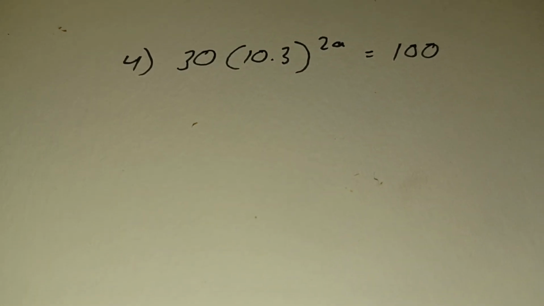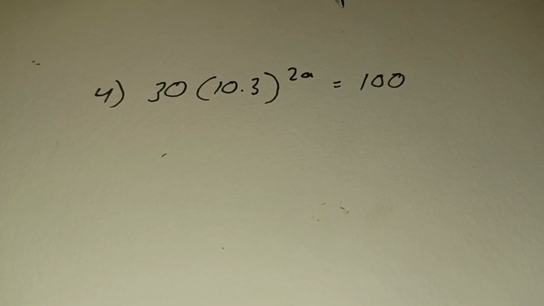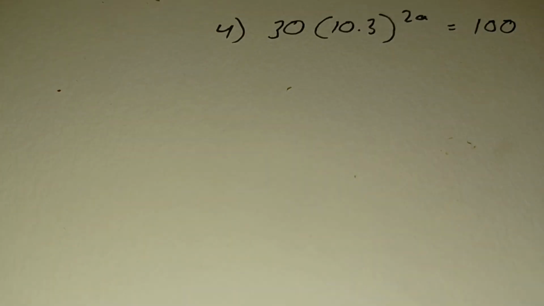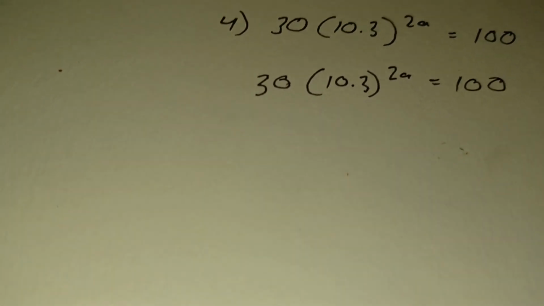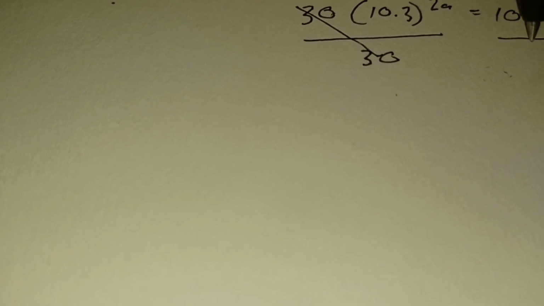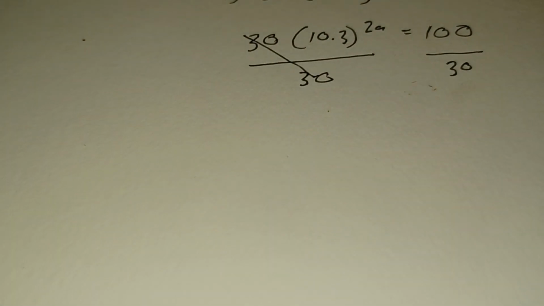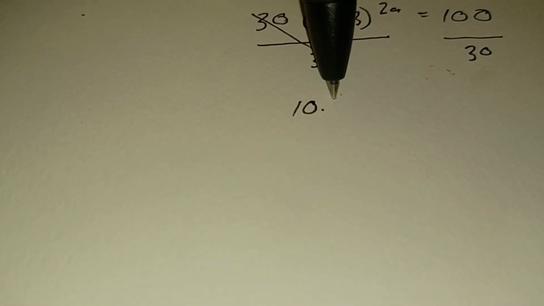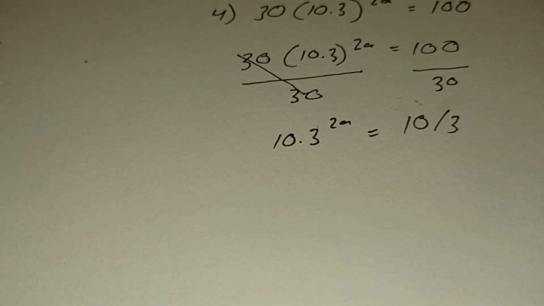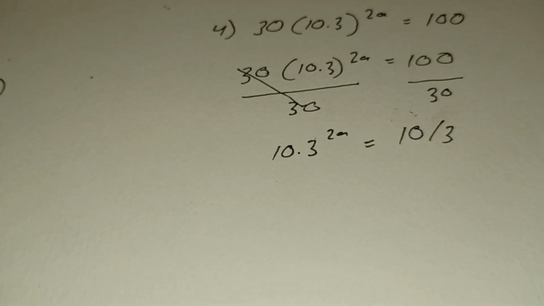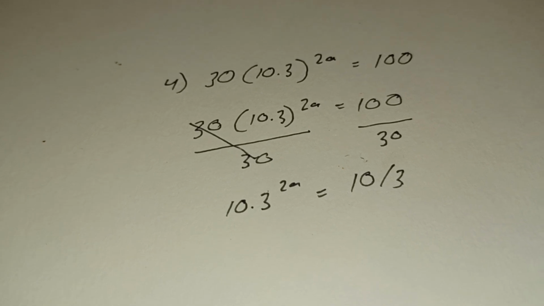30 times 10.3 to the 2a power equals 100. So 30 times 10.3 raised to the 2a power equals 100. We're going to start by dividing both sides by 30, so we're left with 10.3 to the 2a power equals, this simplifies to 10 over 3. We're not going to simplify it any further than this, like using decimals, because we want it to be as exact as possible. So we're going to use the values that were given in the equation.